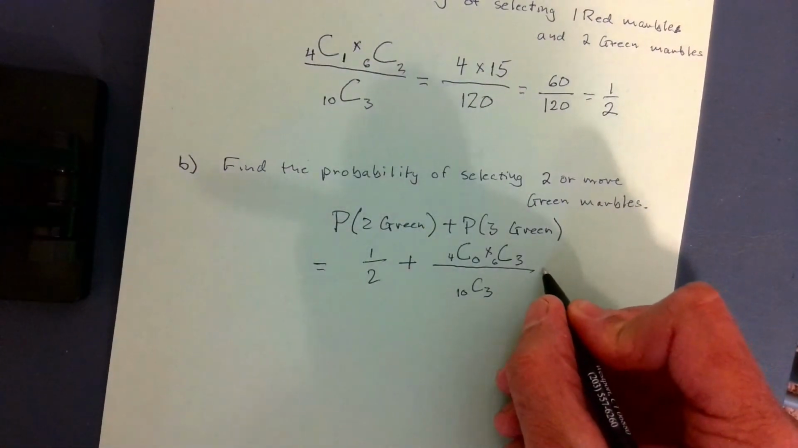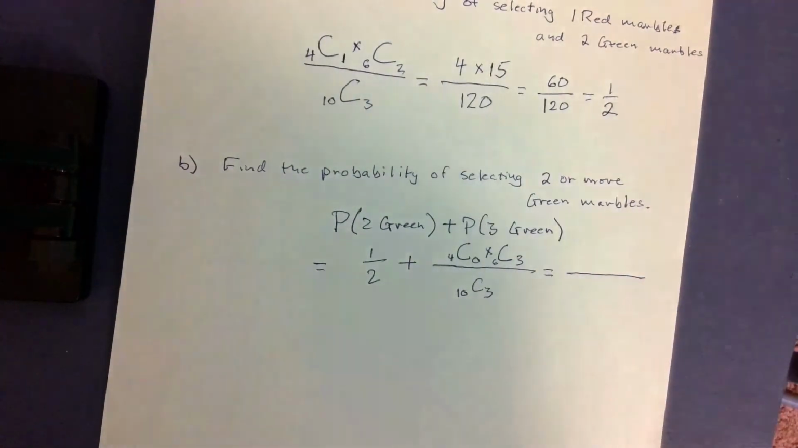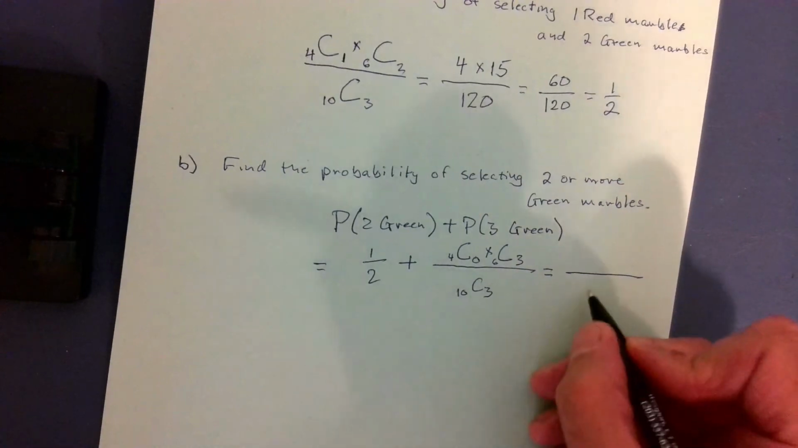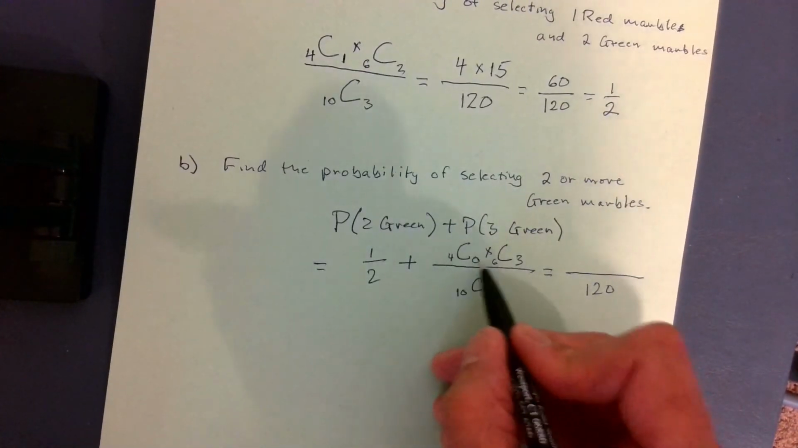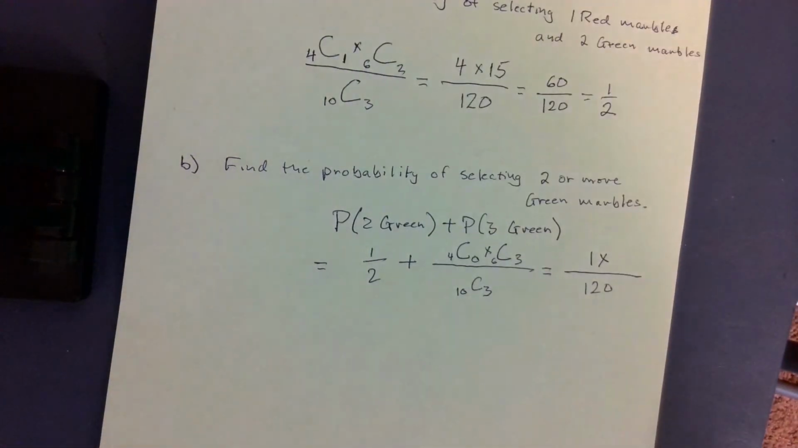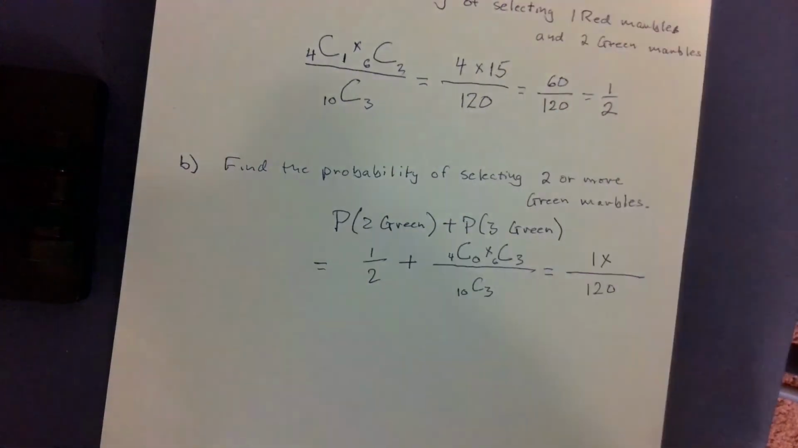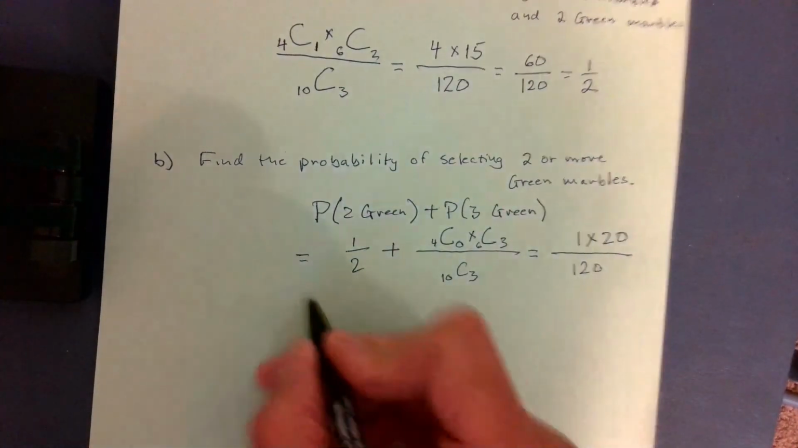Okay, so let's calculate the second part. So 10C3 is still 120. For anything, C0 is 1. And then 6C3, let me see what that is. 6C3, I computed it with my calculator, is 20.